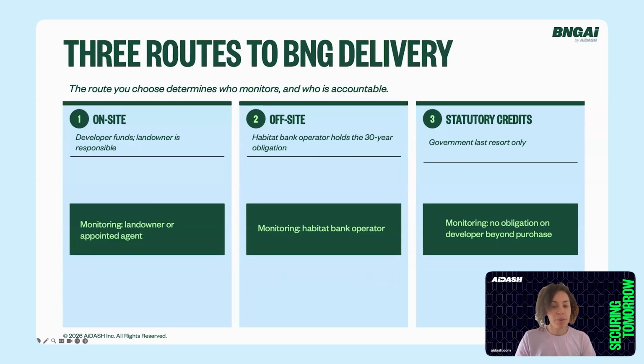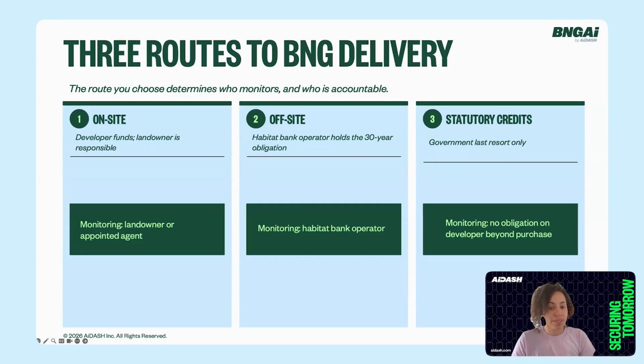There are three different routes to biodiversity net gain delivery: on-site, off-site, and then statutory credits. The statutory credits is a last resort. The reason I bring it up in terms of monitoring is that it changes who does the monitoring. If you're delivering net gain on-site, then the monitoring is the responsibility of the landowner or the appointed agent. If you're delivering it off-site or doing a combination, then that would be your habitat bank operator. They'll be responsible for making sure that the monitoring happens.